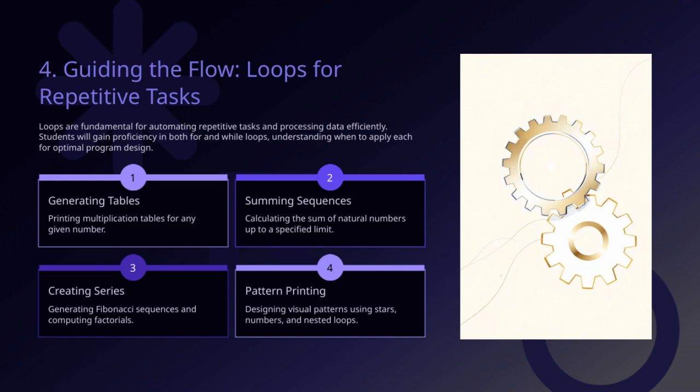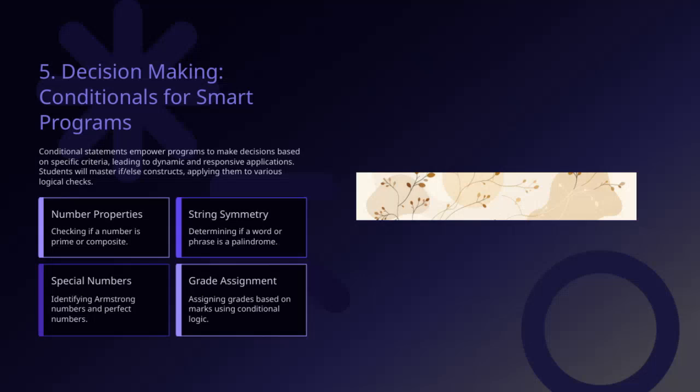Now, let's explore how conditional logic helps us assign grades based on marks. This is a great example of how programs can make decisions. By checking if a score falls within a certain range, we can assign the appropriate grade. Next, we'll look at how programs identify special numbers like Armstrong numbers and perfect numbers. These involve specific mathematical properties that we can verify through conditional statements.